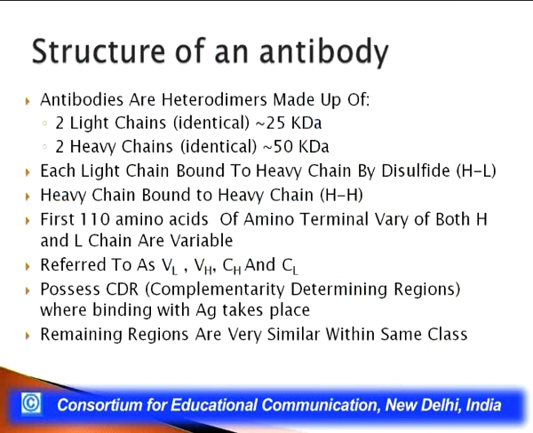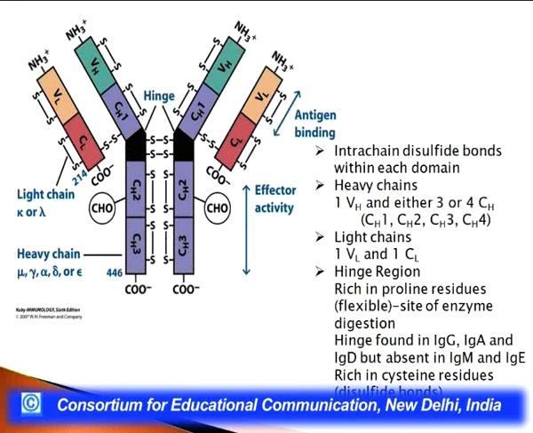Now, again, the antibody possesses a CDR, that is the complementarity determining region. This is the region where you have the variation, specifically in the variable region, where binding of antigen to the antibody molecule takes place. The remaining regions, as I just told you, the constant regions, are very similar within the same class of an antibody. Now, coming back to the structure, there are intra-chain disulfide bonds. Heavy chains have VH and CH1, CH2, CH3, along with CH4 in certain antibodies. The light chain has the VL and CL region.